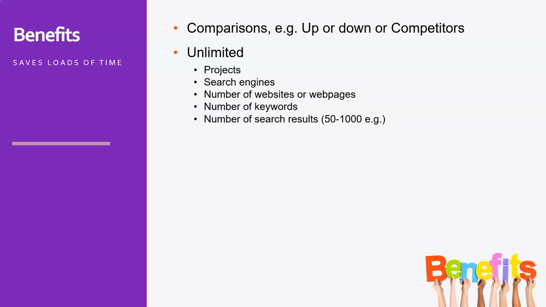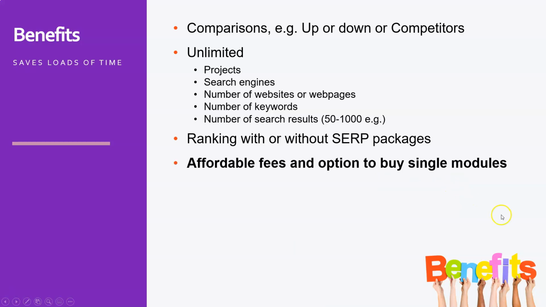And this is a big advantage and the USP compared to other tools like Ahrefs and SEMrush, because most of those have limits, and if you go over those limits you have to pay more per month every time and again. You can choose to have your ranking with or without the SERP packages, the so-called snippets as I mentioned before. The fees are very affordable compared to monthly payments, and you also have the option to buy single modules. And with that I mean you can buy the Rank Tracker without having to buy the whole suite.